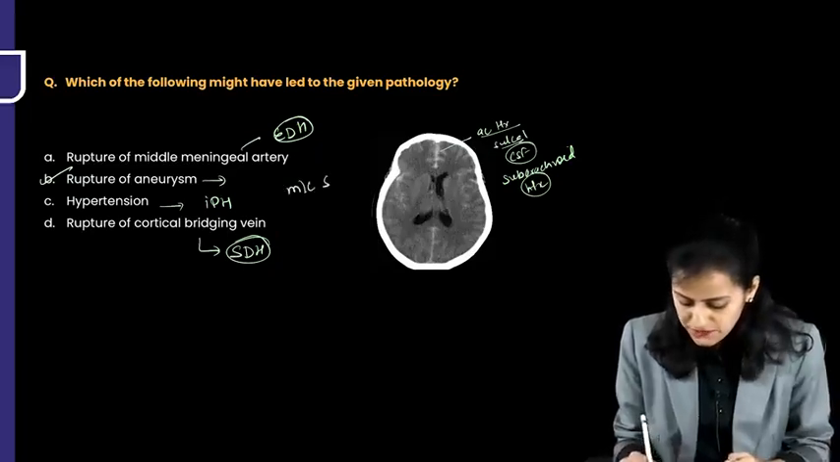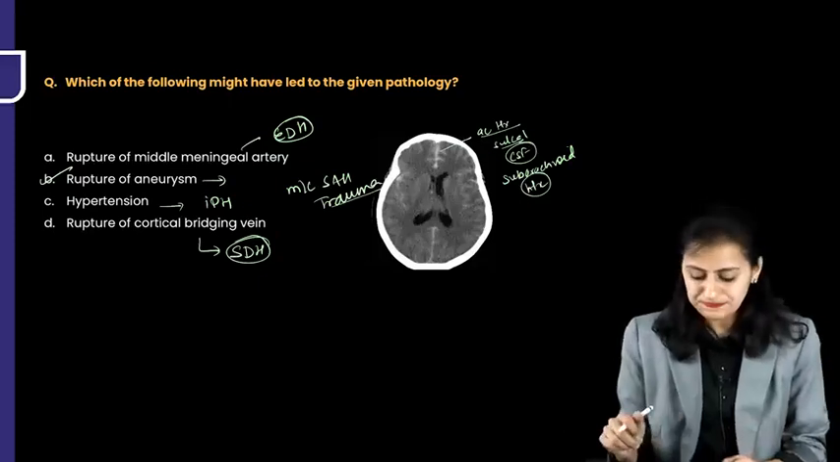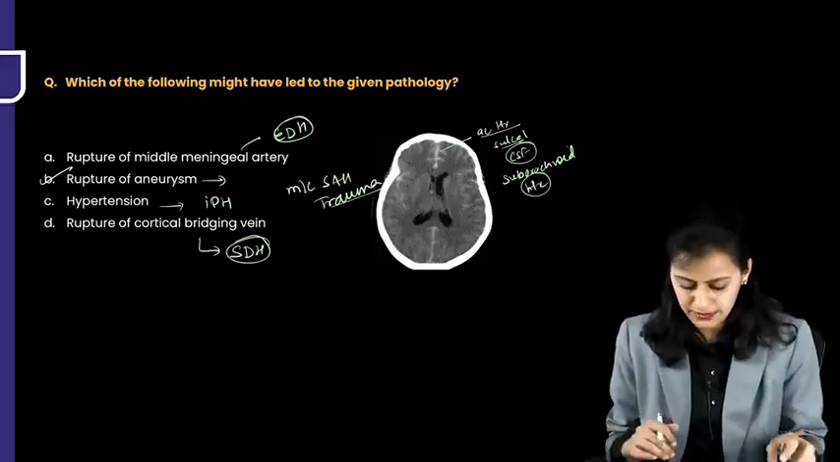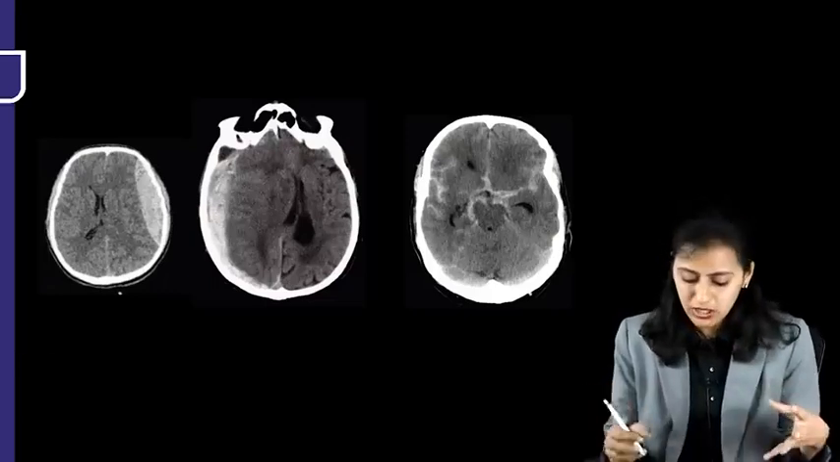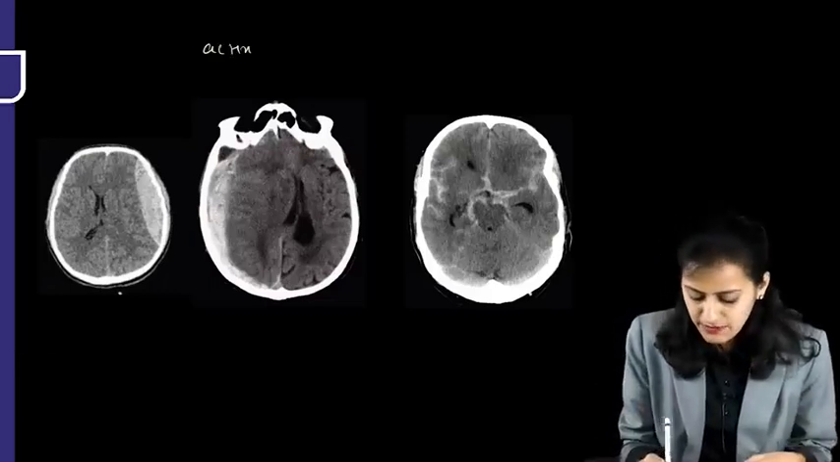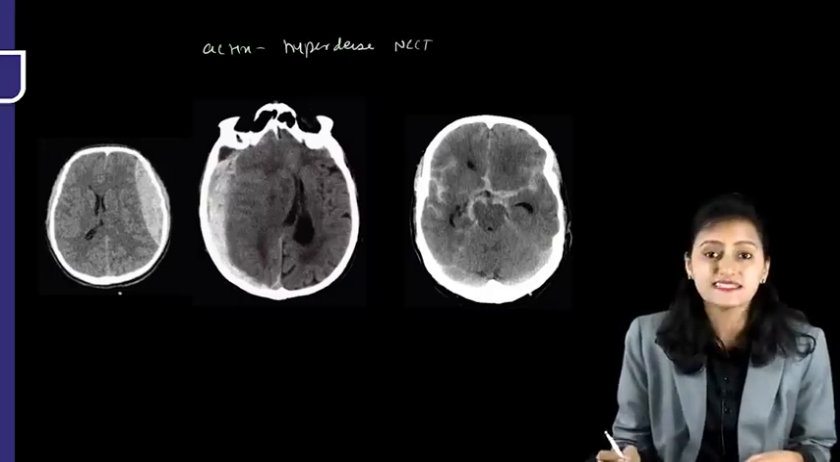Most common cause of subarachnoid hemorrhage is trauma. Okay, most common cause is trauma. So this is subarachnoid hemorrhage. Look at the various hemorrhages here, all of them acute because they are hyperdense. So remember that acute hemorrhage is hyperdense on non-contrast CT.